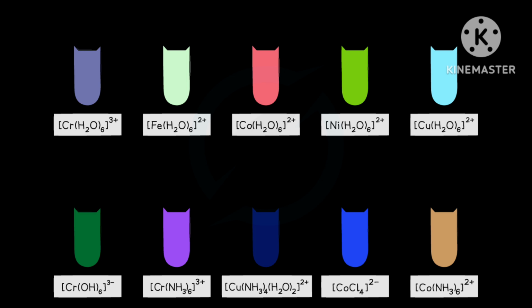2Na2CrO4 plus 2H plus, means acidic medium. It gives Na2Cr2O7 plus 2Na plus plus H2O. How will you get sodium chromate? I told you.